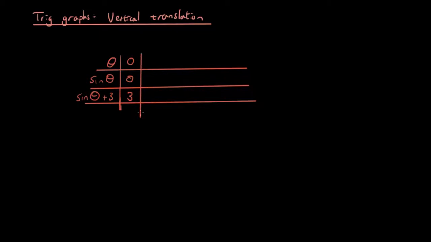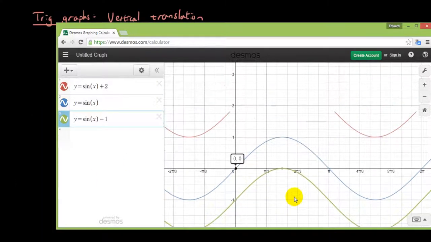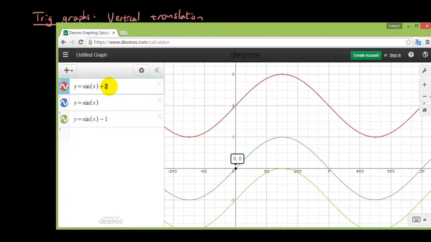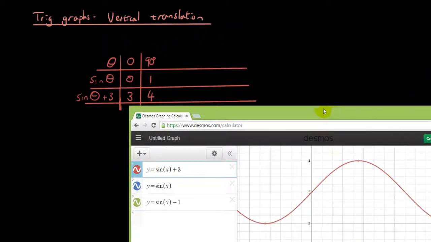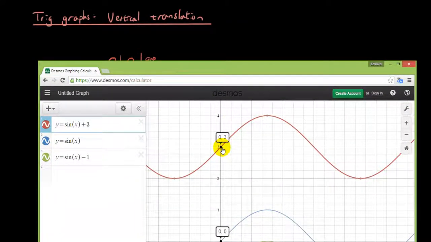So let's say theta is now 90 degrees. Sine 90 is 1, and sine theta plus 3 will be 1 plus 3, which is 4. And that is why, if we have a look at the graph, let's say we have sine x plus 3, when theta is 0, sine theta plus 3 is 3, so that's the new curve.